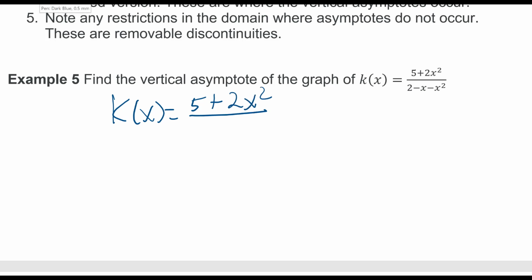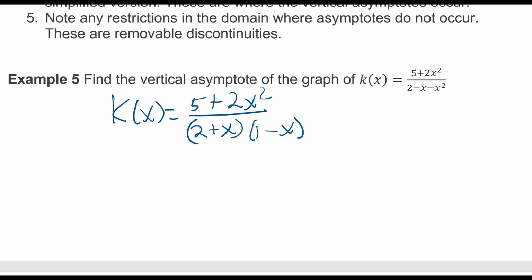So in this example, we have k of x equals 5 plus 2x squared over, and this would factor to be 2, I want to say 2 minus x times 1 plus x. Because that gives me 2, oh wait, one's got to be negative. No, that's positive 2. Oh, I got that backwards. So I think it's 2 plus x times 1 minus x.